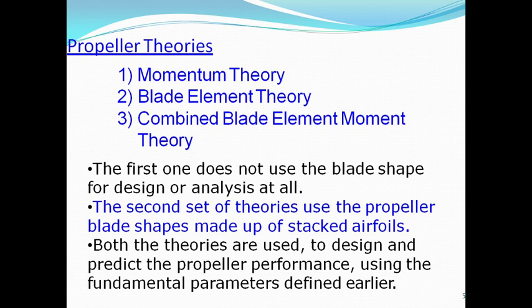The second one is the blade element theory, where you understand more on the blade shape, which was not given in the first theory, the momentum theory. The third one is the combined theory, which is also called BEM, blade element momentum theory. It is the combination of the momentum and the blade element. Basically, it is a blade element theory, but we are trying to have more information from the momentum. We will try to understand in the next slides.